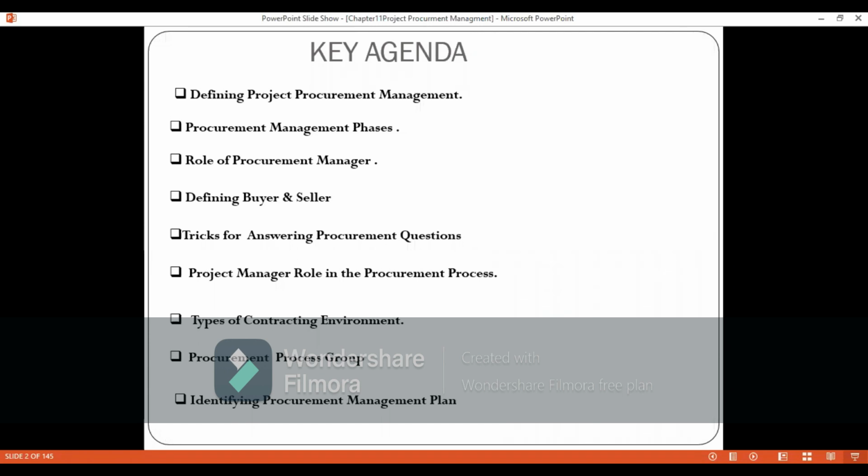What is the buyer's role and what description is given? A seller, who is the seller and what does he do, right? We're going to teach you throughout the presentations and the course how to answer the procurement questions, right? The role of the project manager in a procurement process, right?